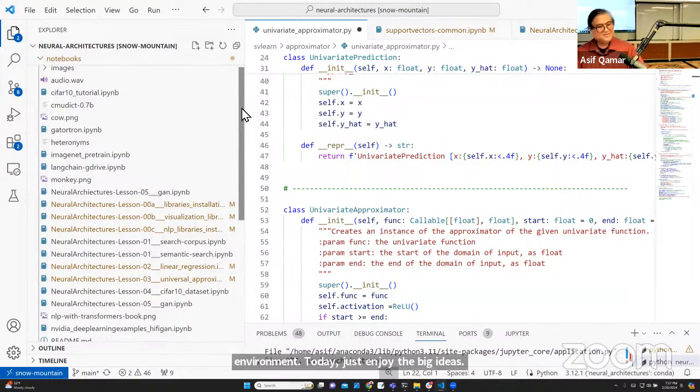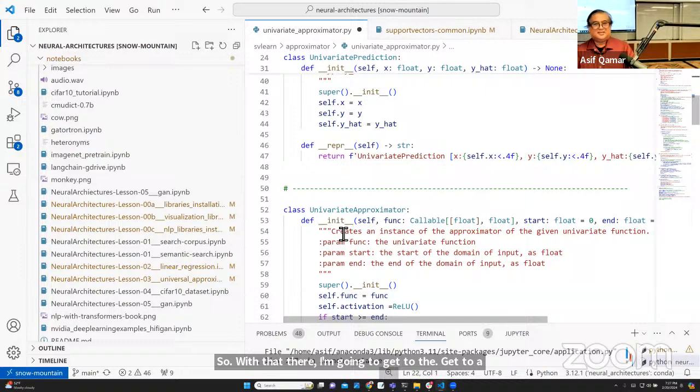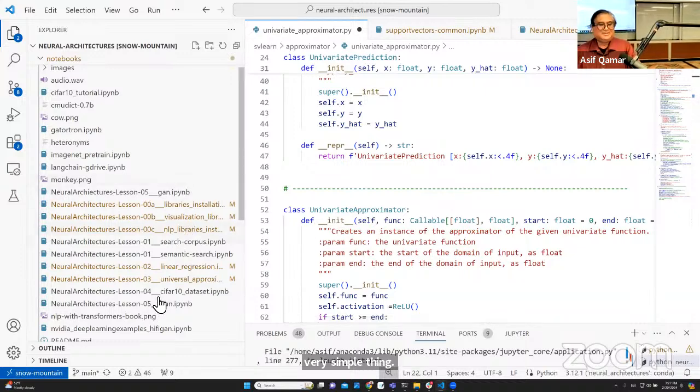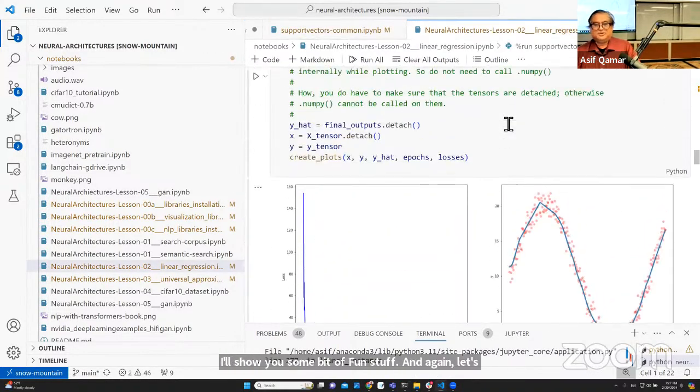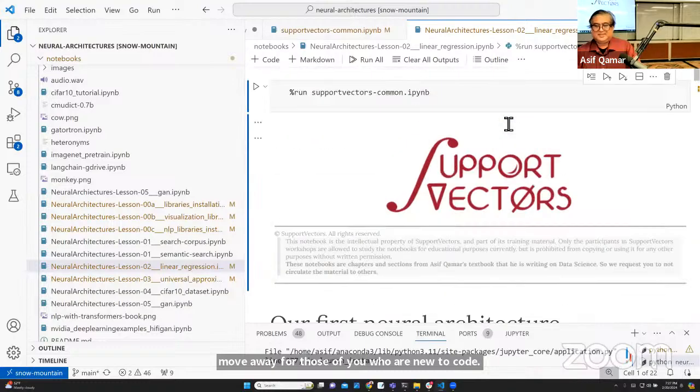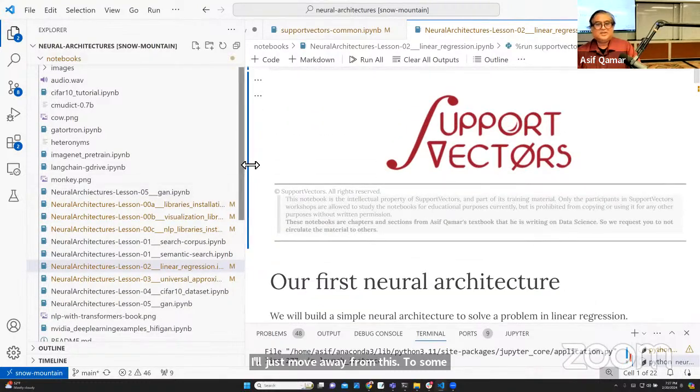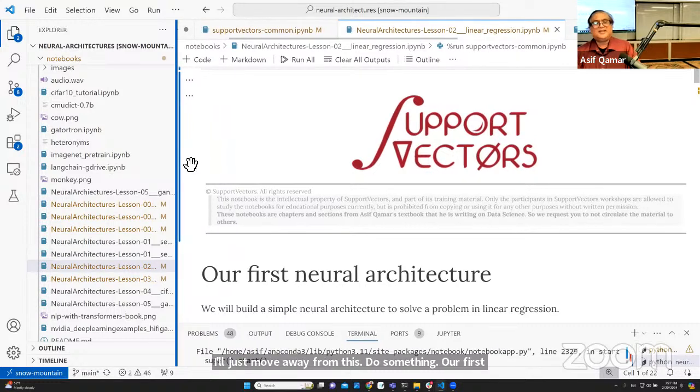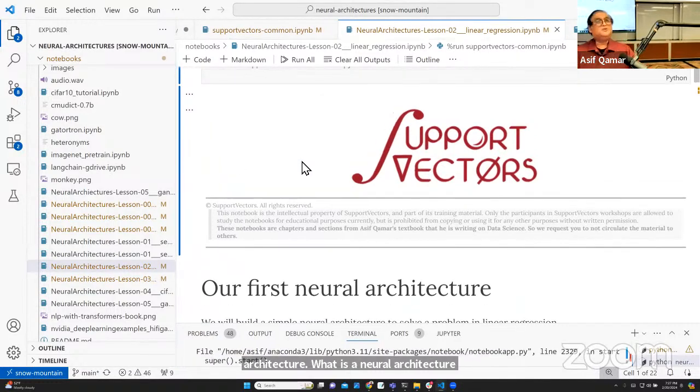Right? So with that, I'm going to get to a very simple thing. I'll show you some fun stuff. And again, for those of you who are new to code, I'll just move away from this to something else. Our first architecture. What is a neural architecture? What does AI really look like? Can you and I build a neural network of our own?